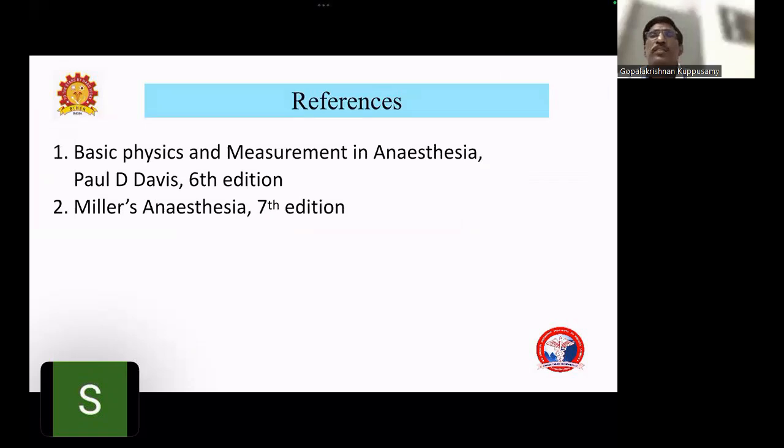So this is my answer. I discussed for the students this basic physics and measurement, as in Paul Davies and also Miller's Anesthesia.